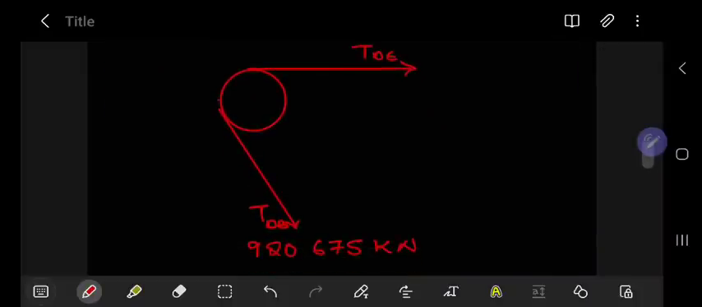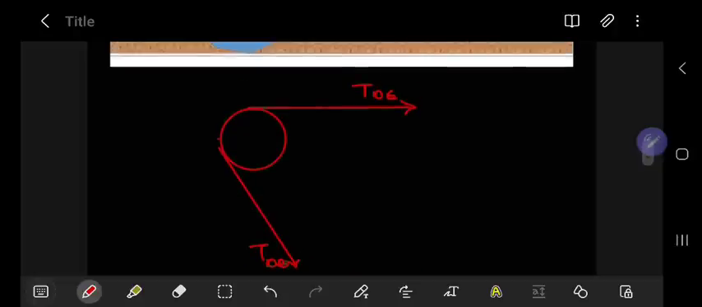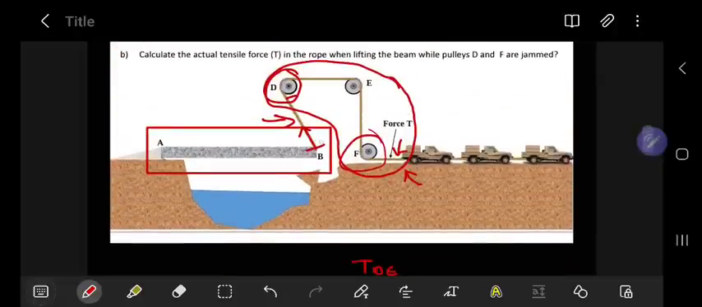To determine this, we're going to work backwards since we know what we need here. We're going to use what we know to determine the tension here. Because this is still free to rotate, the tension here will be the same as the tension here. Then we're going to use this pulley here to determine finally the tension that we need on that side, which is the true tension.